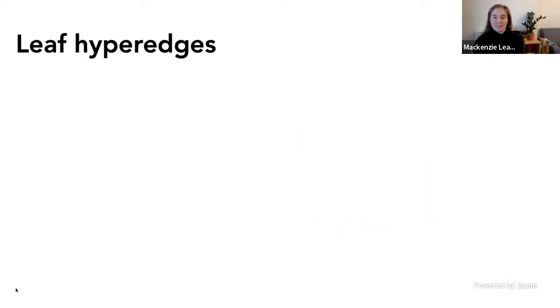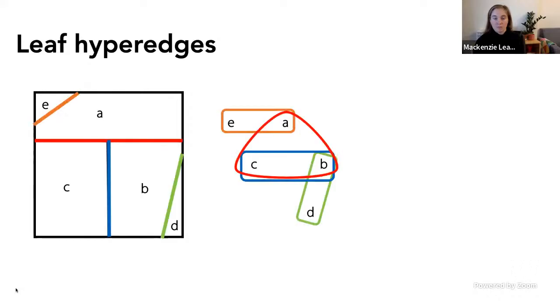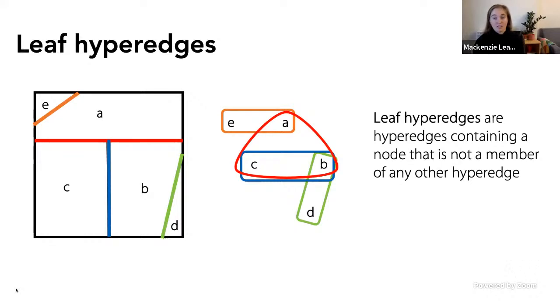So now we need one more key element, which are leaf hyperedges, which help us to determine if a graph is acyclic and compute a sewing order if one exists. So here's a design with 5 faces and its corresponding hypergraph. So leaves are hyperedges containing a node that is not a member of any other hyperedge. So in this case, the orange and green hyperedges are leaves because E and D are nodes that belong to just a single hyperedge.